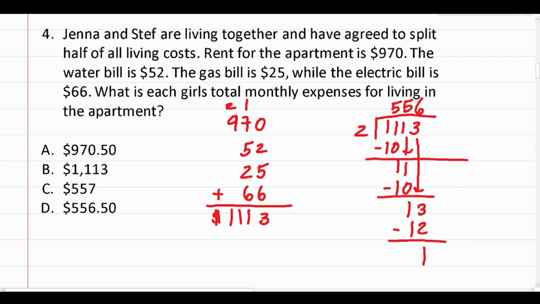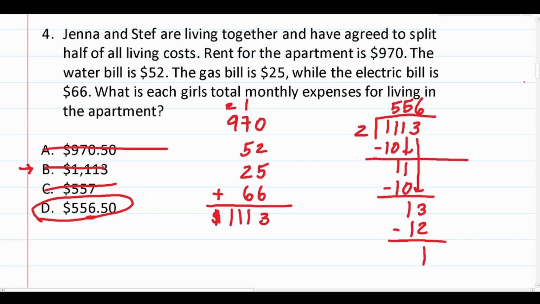13 minus 12 is 1. If you look at your answer choices, you can see that this was the total that both of them paid, so we know that's not correct. And the only answer choice with a 6 in the units place is D. So without doing any more work, you could say that the answer is D pretty confidently.